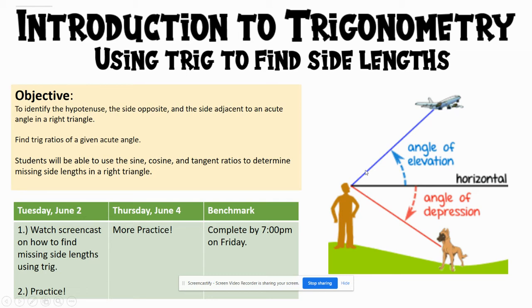So again, it's measured from the horizontal upwards. Angle of depression is the angle measured from the horizontal downwards. So I would definitely include that in your notes.